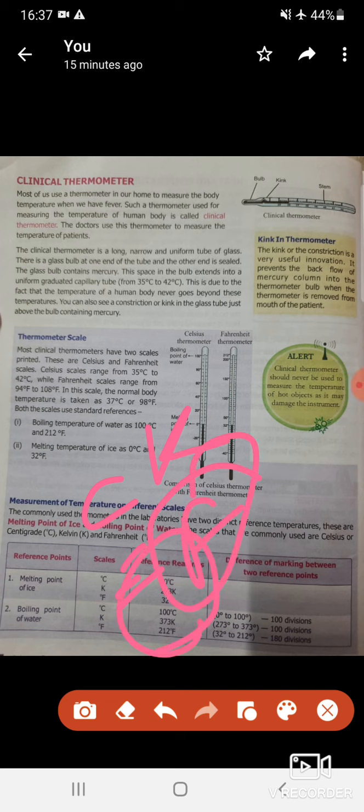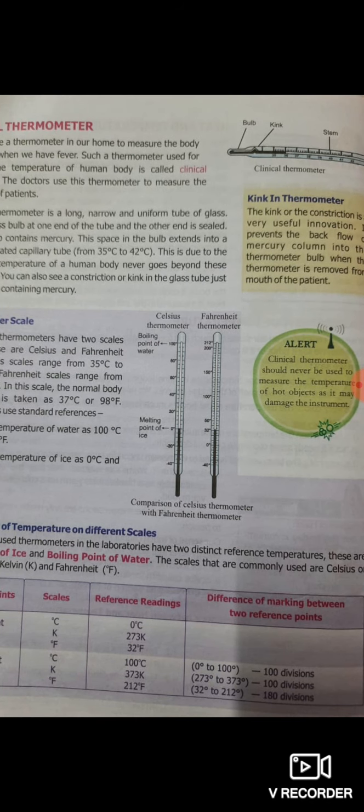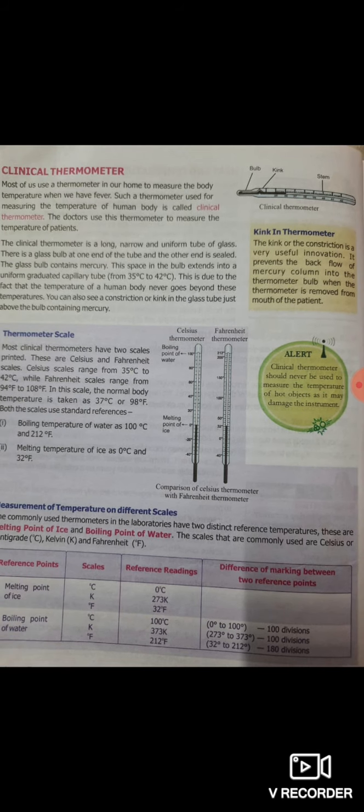0 degrees Celsius, 273 in Kelvin. The melting point of ice has been given to you. When it comes to Kelvin, it would have 273 Kelvin, and Fahrenheit it would have 32, right? And the divisions I have given in the last one, as you can see, 100 divisions in Celsius and Kelvin, and 32 to 212 degrees it would have 180 divisions, right?